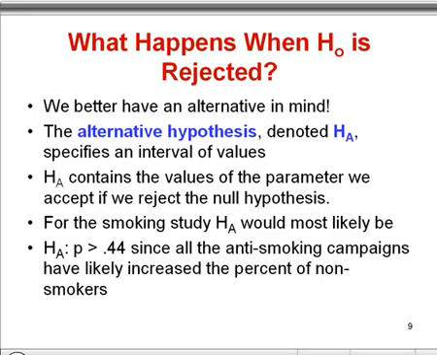Notice the null and alternative hypothesis are always stated in terms of the population parameter, not the sample parameter. Symbolically, we state p equals 0.44, not p hat equals 0.44. We do not test a hypothesis about p hat because we know what its value is. The value of p hat is 0.52.